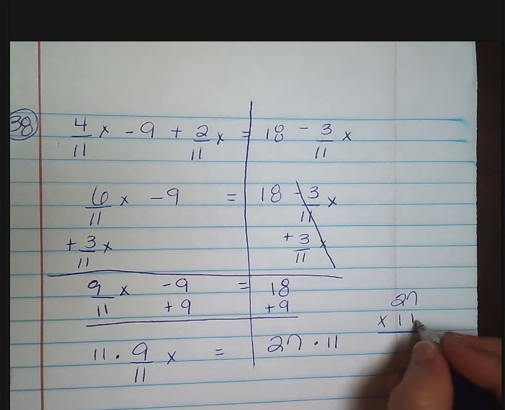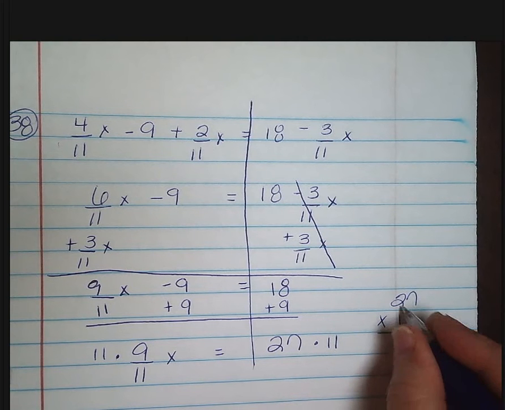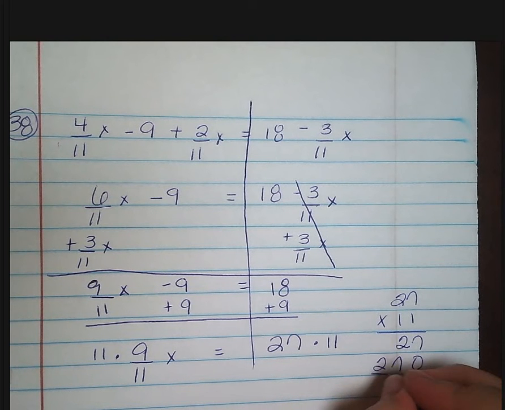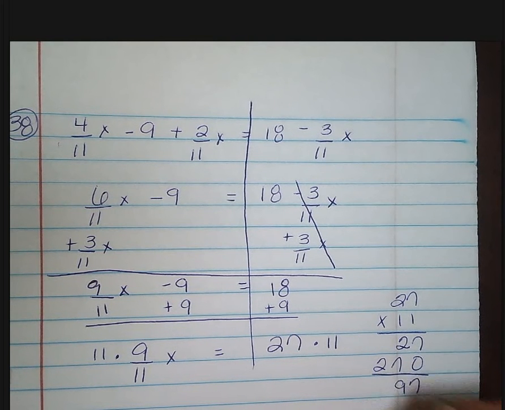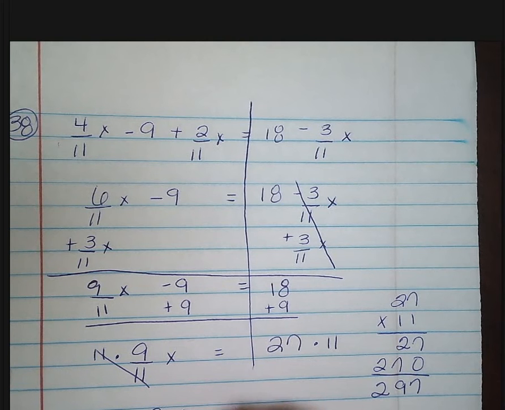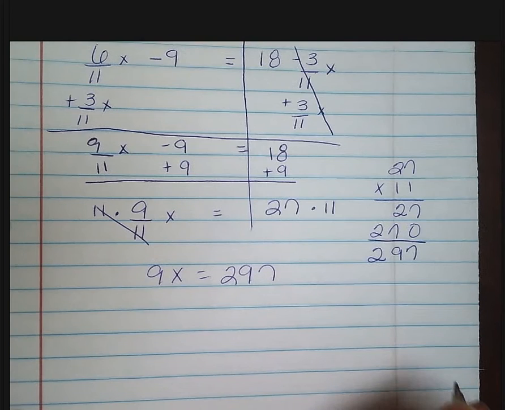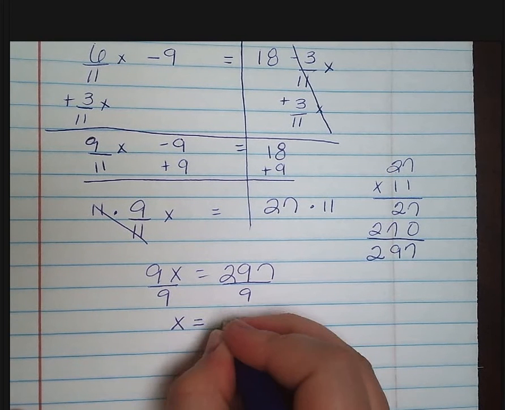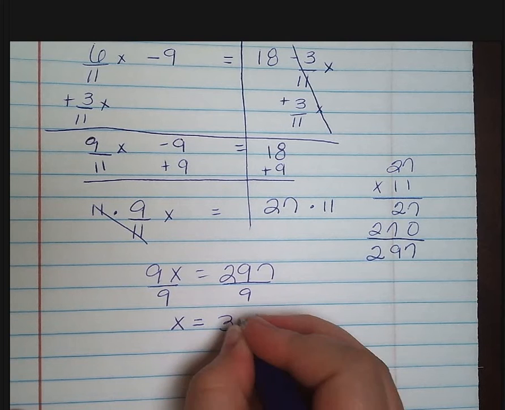So 1 times 7 is 7, 1 times 2 is 2. Add your 0, 1 times 7 is 7, 1 times 2 is 2. So you should get 297. So 9x equals 297. Oops, sorry about that. Divide both sides by 9 to get x equals 33.